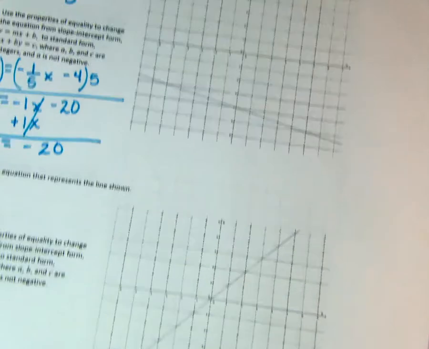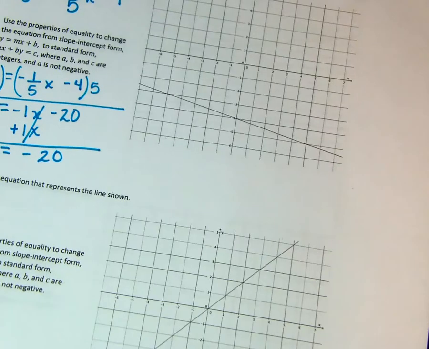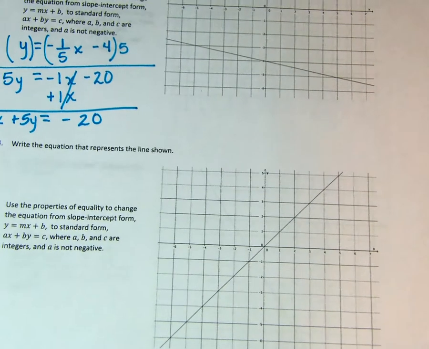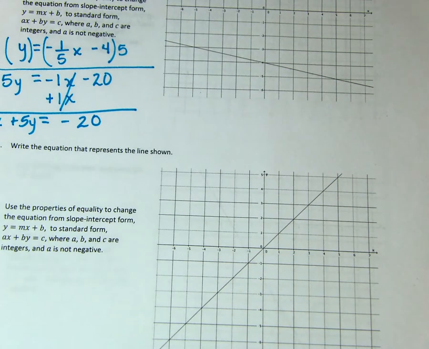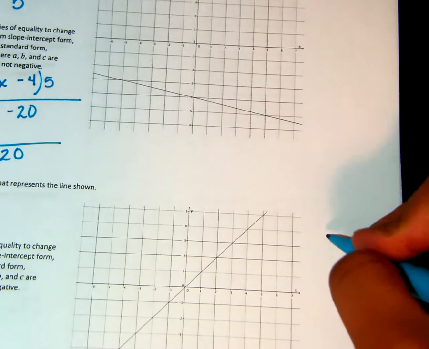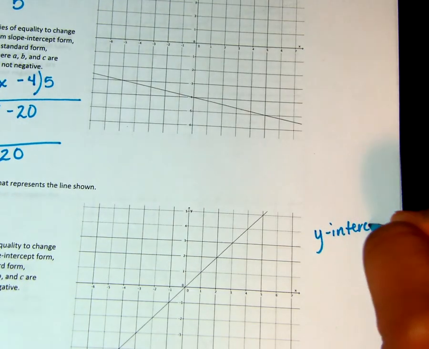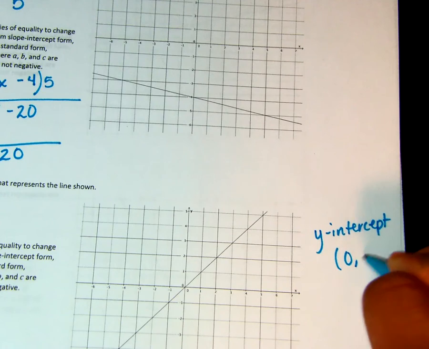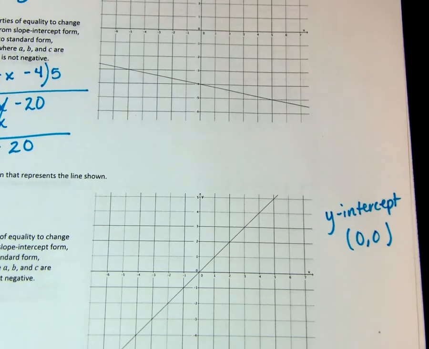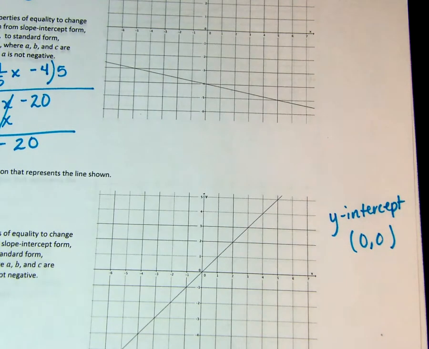All right, let's move on to number 4. Write the equation that represents the line shown. Well, I'm going to find my y-intercept. I notice that my y-intercept is at the origin. It's going across the y-axis at 0 and 0.